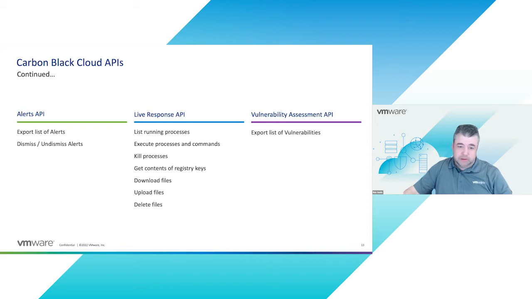Vulnerability assessment API. This is a newer feature to the Carbon Black Cloud to show patches that your machines might be missing and other vulnerabilities that have not been handled. So you can certainly, through the API, pull that data out, and then maybe you send an email to yourself or to your patching team.